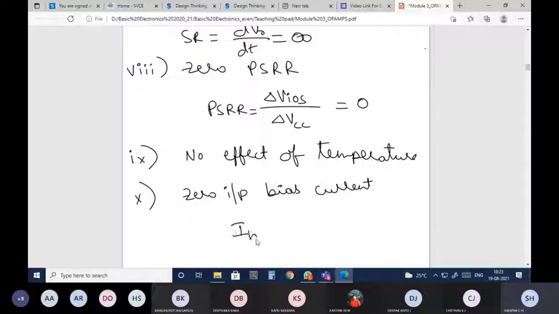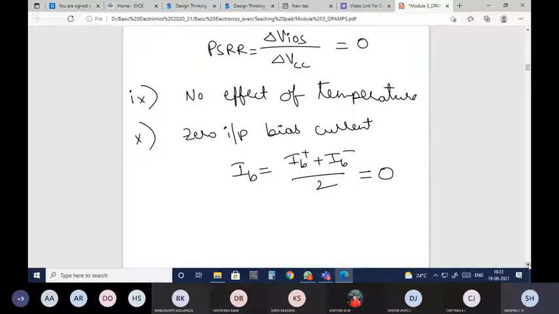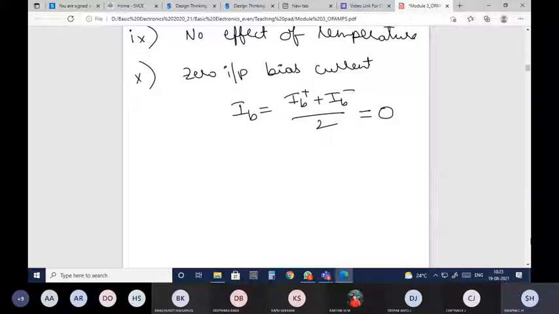The other one is zero input bias current. You know that input bias current IB is equal to IB plus IB minus divided by 2, the average of the terminal currents. Ideally this value should be 0, because the op-amp is considered to have infinite input impedance, so it will not draw any current. This is very important when we analyze the applications.